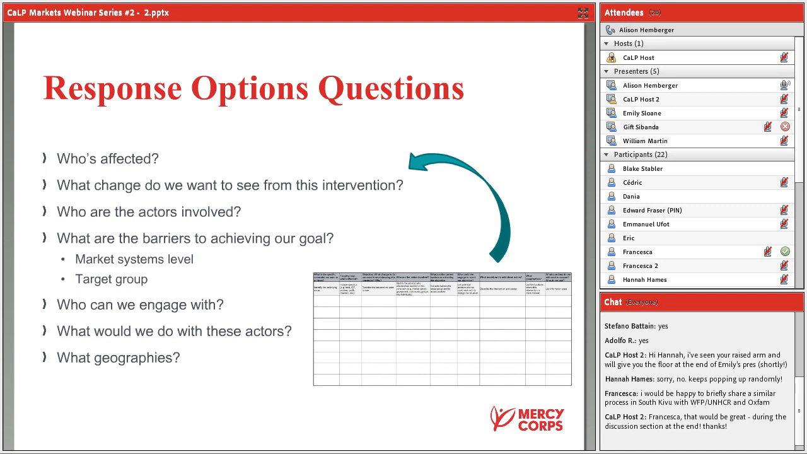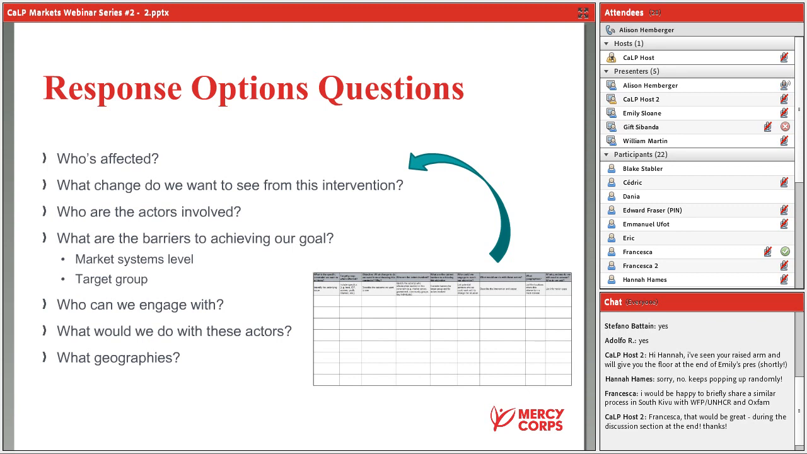So then we gave everybody a matrix to fill in. And you'll notice that this is similar to maybe a response option matrix that you might have seen in other contexts or on other assessments. But what we really tried to do was focus on what is the constraint we're addressing, and then what are the roles of actors involved.